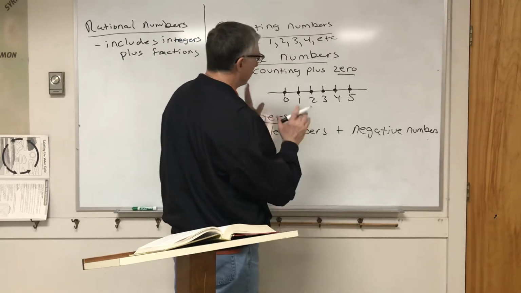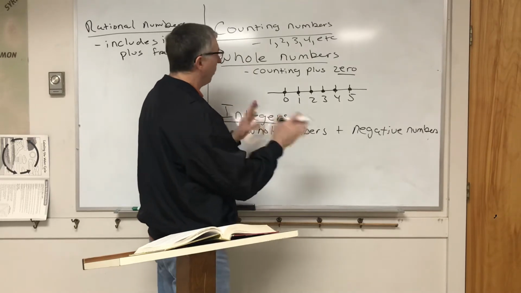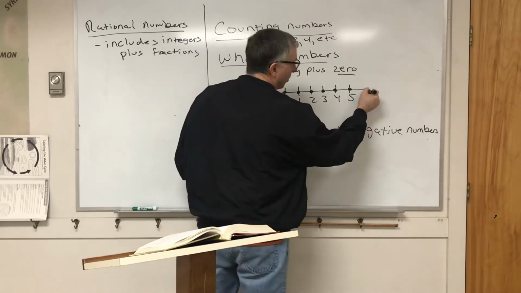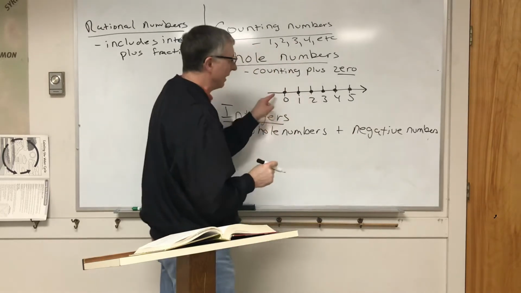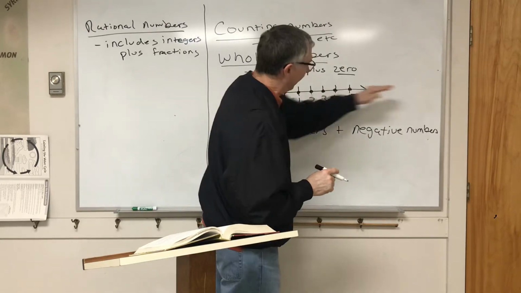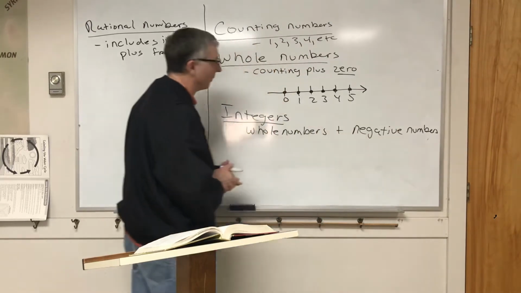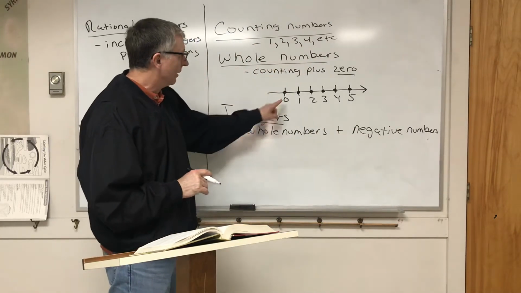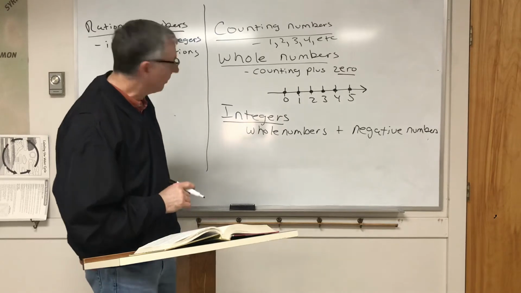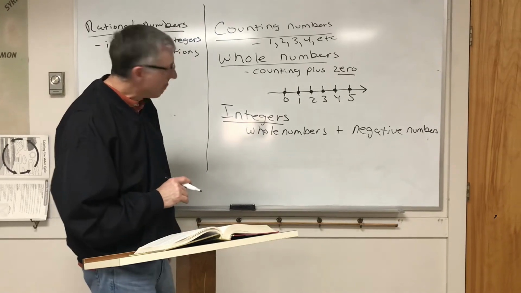Now, if we want to graph all the whole numbers, then we would need to put an arrow at the end to indicate that this goes on forever in that direction. So we would include 6, 7, 8, 9, 10, 11, and so on, forever. And so this would be the graph of the whole numbers.